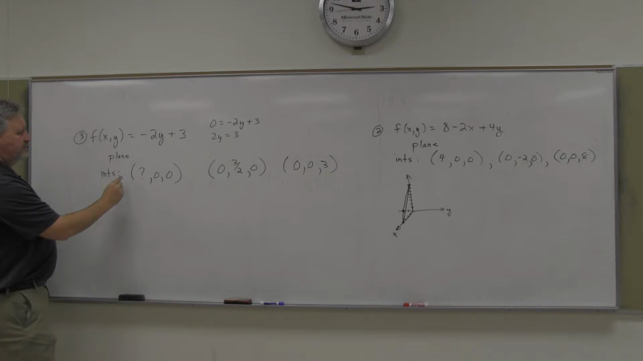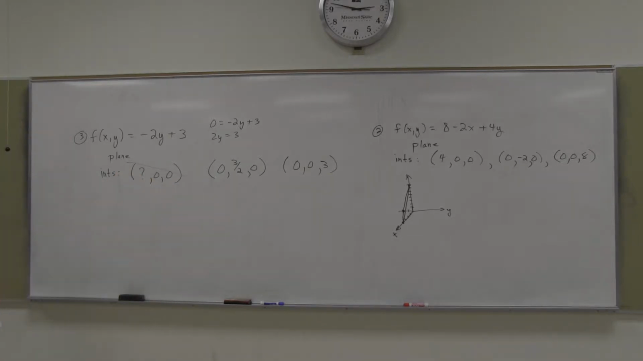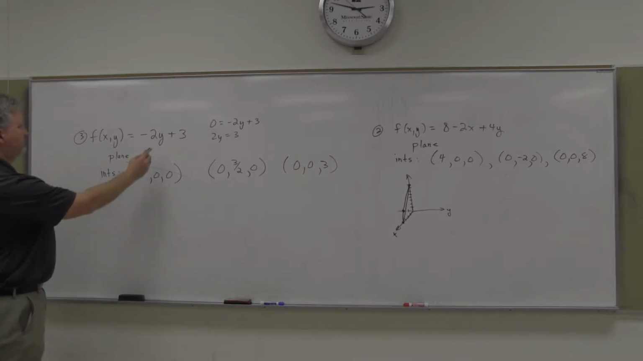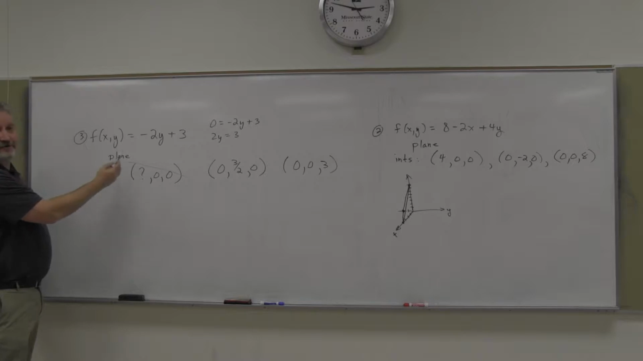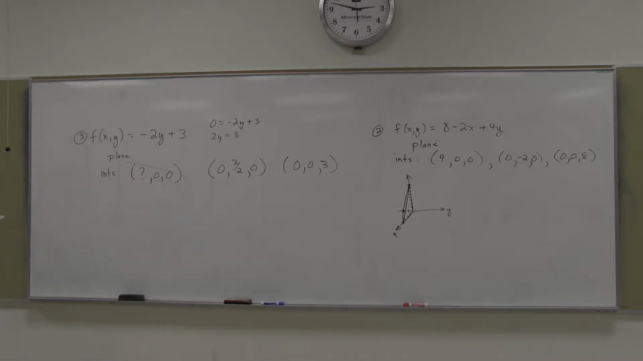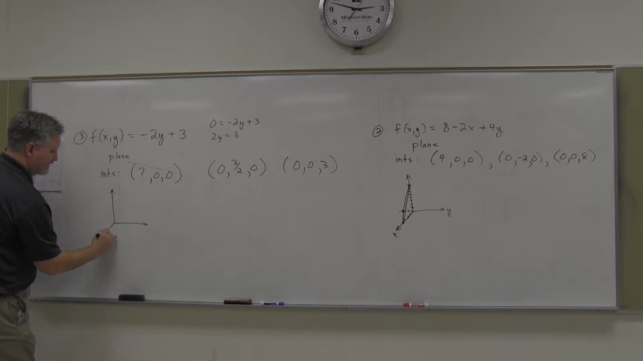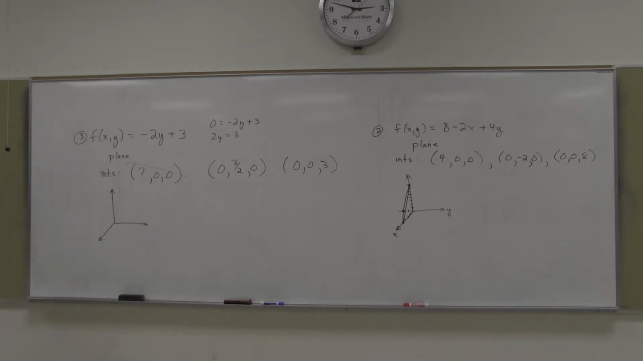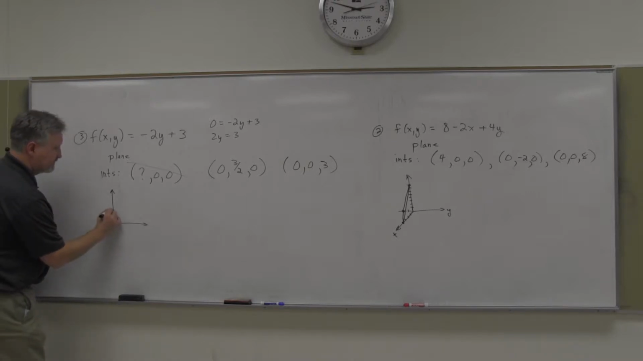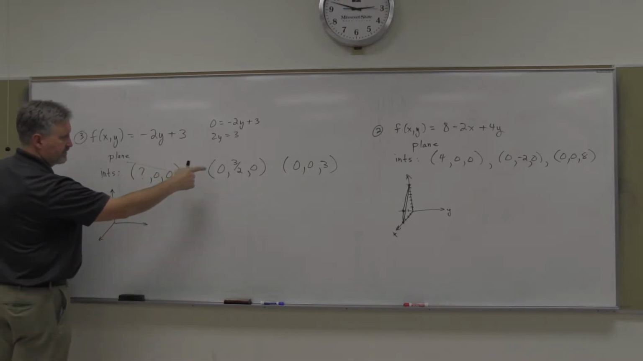And then of course, x is 0, y is 0, that would be 3. Other than that, we can't really get an x-intercept out of that because you can't solve for x in this case. There is no x-intercept. All right, so let's think about it. So we've got 3, 0, 0, and then 0, 3/2, 0.